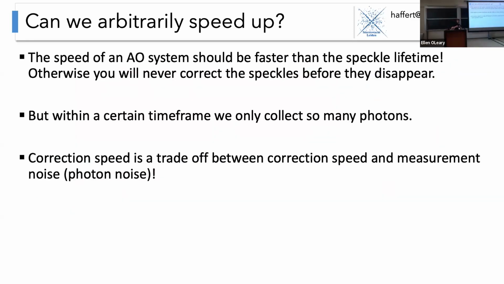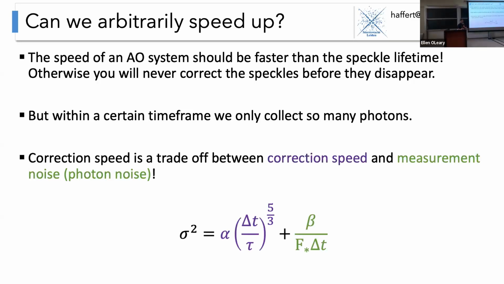So, but can we arbitrarily speed up wavefront sensing and control? The answer is no. Because within a typical lifetime of a speckle, you can only collect so many photons. And that means that, again, photon noise hits us. And that means there's a certain precision of your measurement. And that means you are balancing things first between correction speed, which you see on the left, the purple part, and on the right, we have the measurement noise. So you need to balance your measurement precision versus how fast you can correct the speckle. And this is very, very difficult.